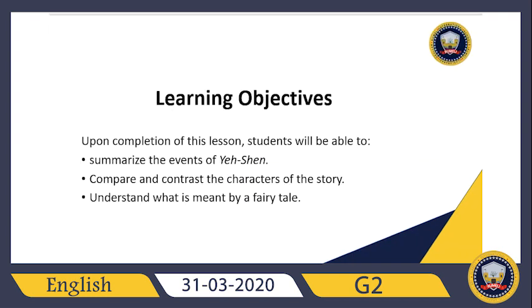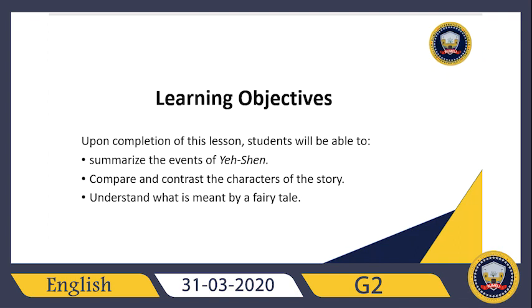Now let us go back to our learning objectives. Let us see, did we achieve them? Upon completion of this lesson, students will be able to summarize the events of Ye Xian. So I think now all of you know this story and you can tell how the events take place in this story. First, next and last.